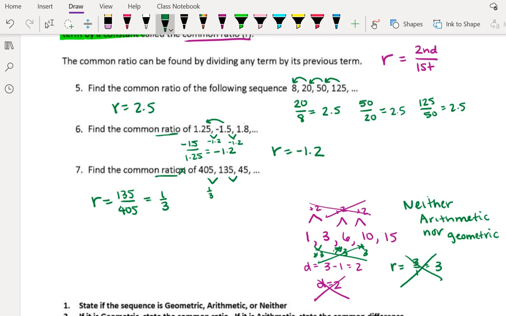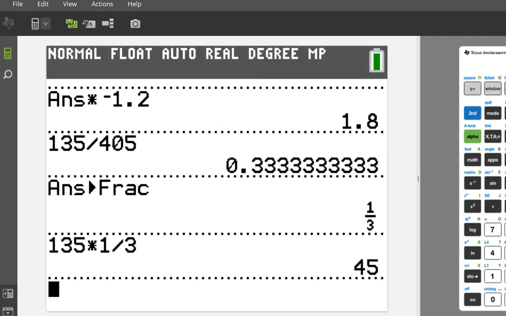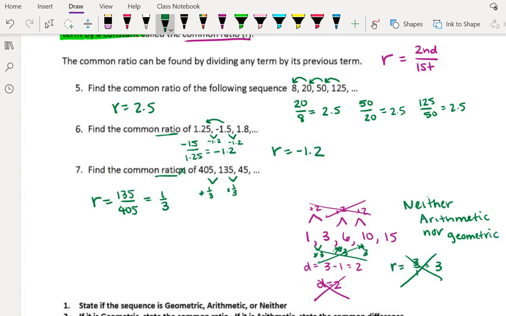What happens if I multiply 135 by 1/3? So I'm going to take 135 times 1/3, and I get 45, which was the next value in the sequence. Okay, so in this case, my common ratio is 1/3.